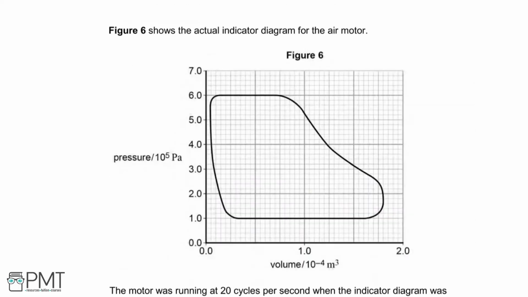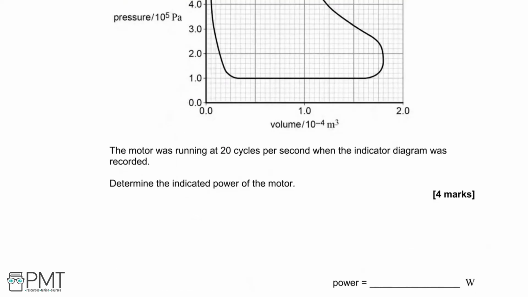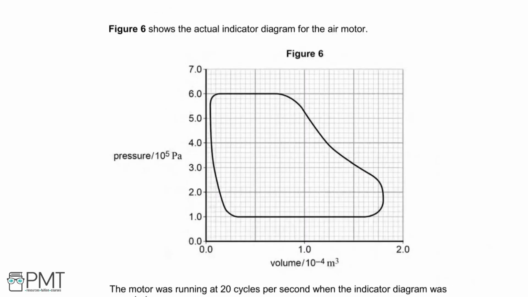Figure 6 shows the actual indicator diagram for the air motor. We've got pressure against volume again, however this curve is a bit smoother and it doesn't have the A, B, C, D, E, X markings. The motor was running at 20 cycles per second when the indicator diagram was recorded. Determine the indicated power of the motor. Now, as we saw before, the work done is going to be indicated by the area of this graph. So we're interested in the area enclosed within this loop.